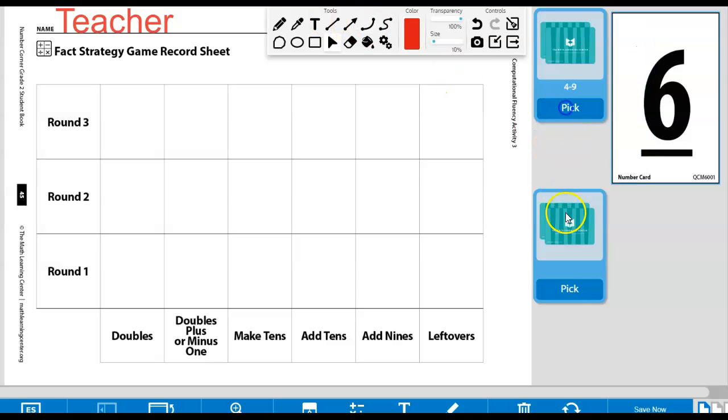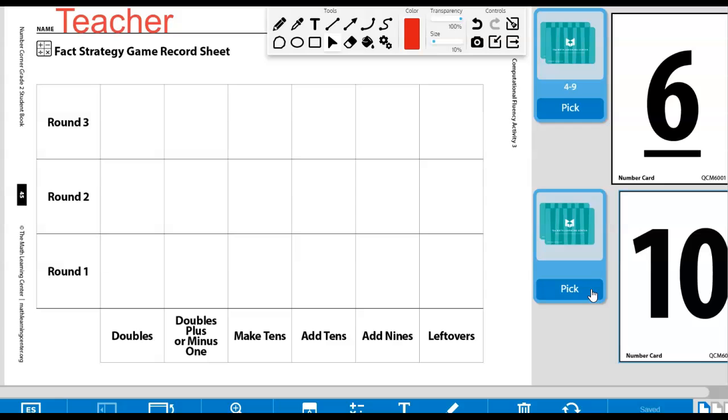I'm going to pick my first 2 cards. I've picked a 6 and a 10. Now, if I look at all my strategies down here, I can see right away that this is going to be an add 10, because whenever I'm adding 10 to another number, it's an add 10 fact. So I'm going to put that fact right in this column here. I know that 6 plus 10 equals 16, because I'm just adding my 1s and 10s together. I've so far filled in 1 of my 6 columns in round 1.